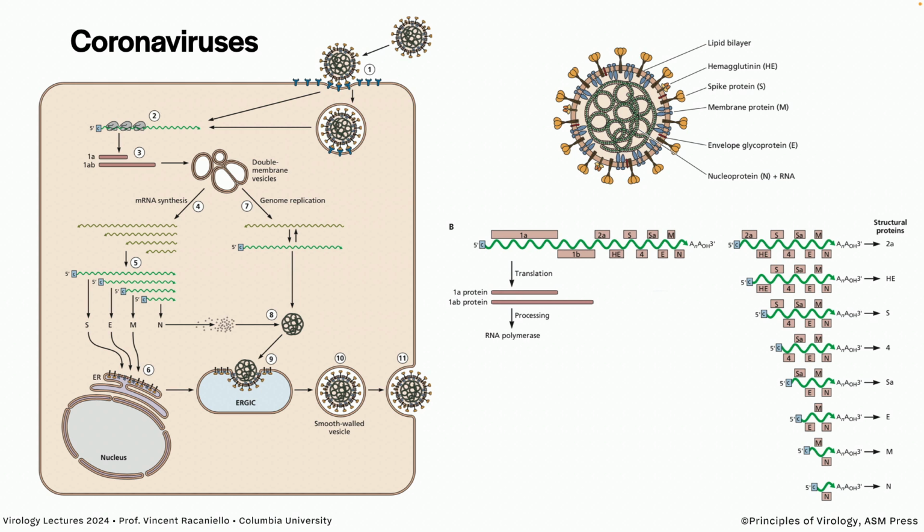And these mRNAs are unusual because they're nested. In other words, you have a big one and then a smaller one within it and a smaller one. Nest in Latin is nido. It's the name for the order of viruses that includes the coronaviruses, Nidovirales. That's why. And the nested nature is shown on the right.